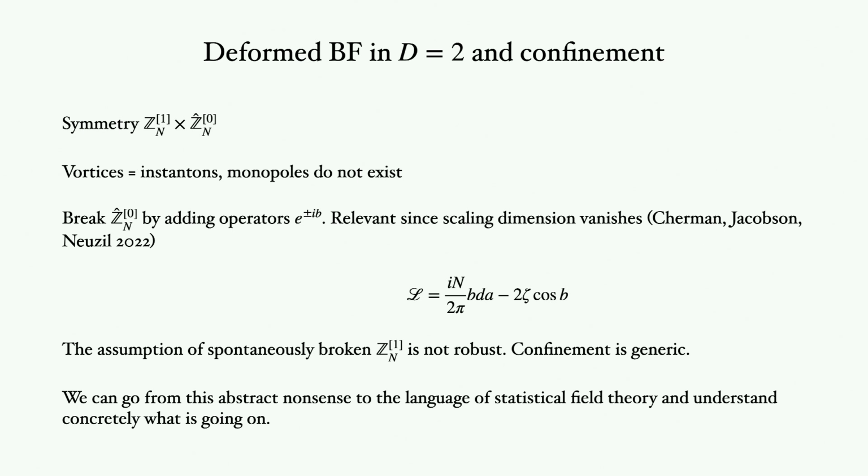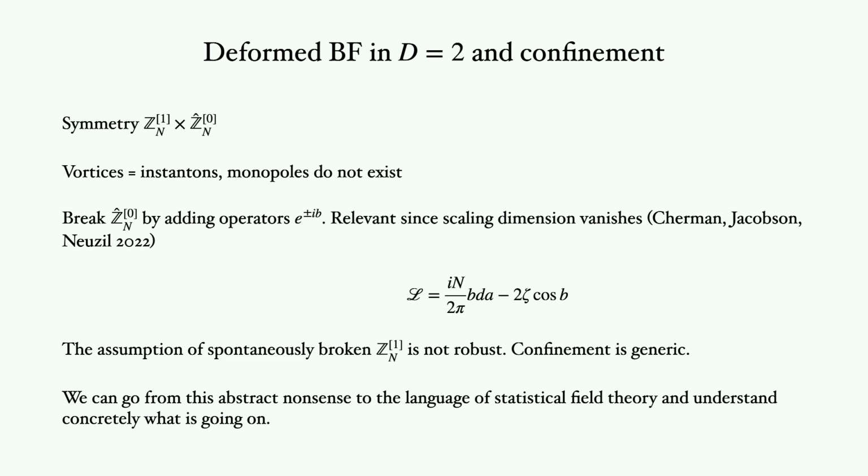Now, I will play this game in 2, 3, and 4 dimensions again and again, okay? In 2 dimensions, we have 2 symmetries. One of them is a one-form symmetry, the other is a zero-form symmetry. And the vortices are instantons, similar to the abelian XY model, and monopoles do not exist. So we can break this Z_N zero-form symmetry by adding these operators to the Lagrangian, and immediately you obtain this deformed BF theory.